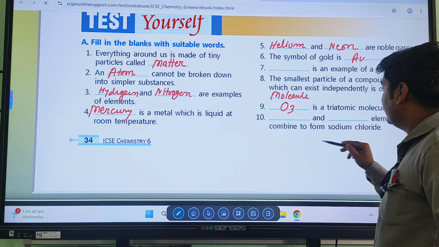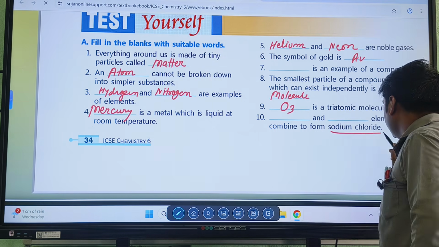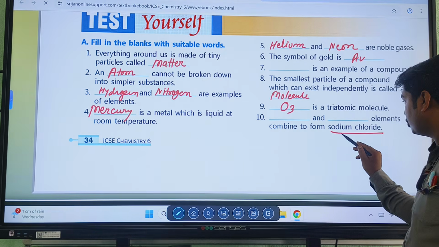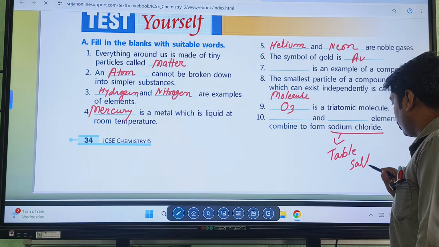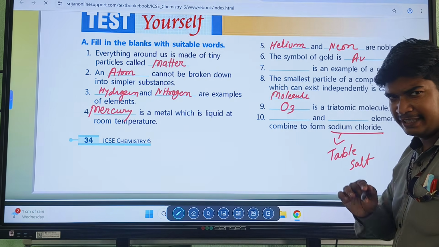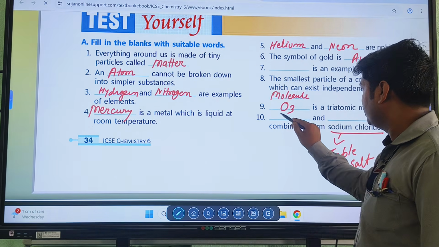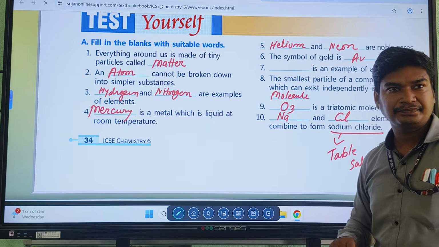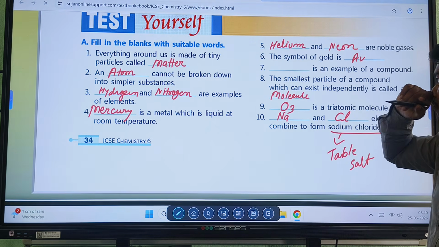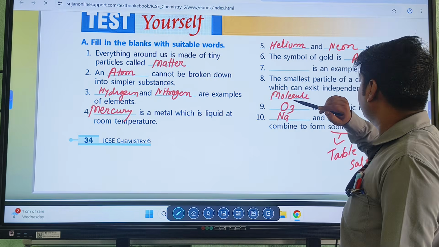Now, dash and dash elements combine to form sodium chloride. Sodium chloride, this is also known as table salt. Okay, that you use daily life. Okay. Now, so this is sodium and this is chlorine. Now here one more question left. Actually, here question number 7.